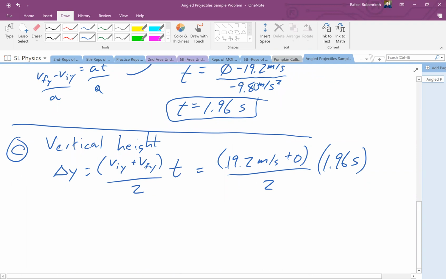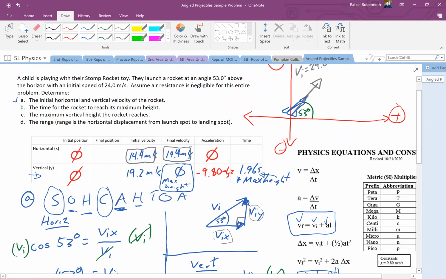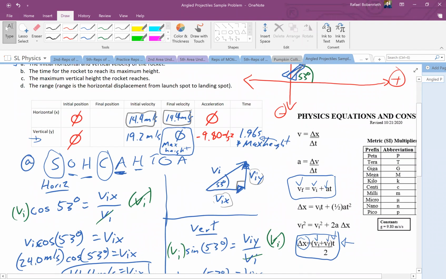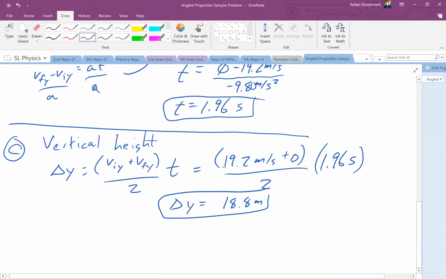Go ahead and do that in your calculators, and you should get that the vertical height, the max height reached, is approximately 18.8 meters. Okay, and I don't really have a spot in there to write that into the table, and that's okay, because we can write that down here. Awesome, we're 3/4 of the way there.